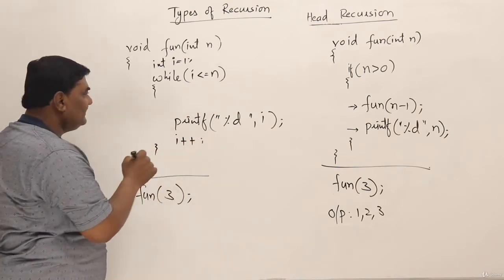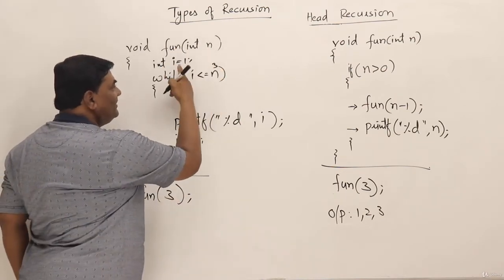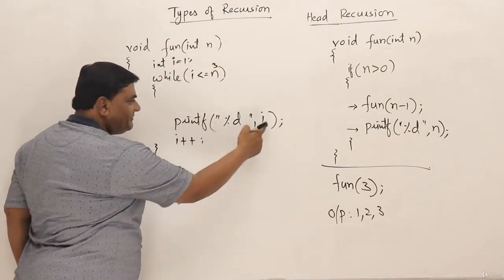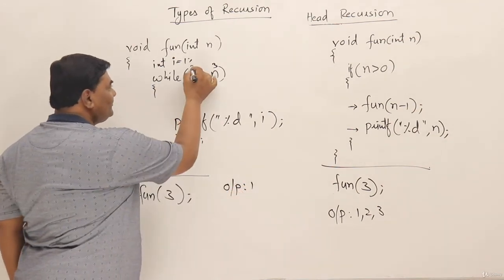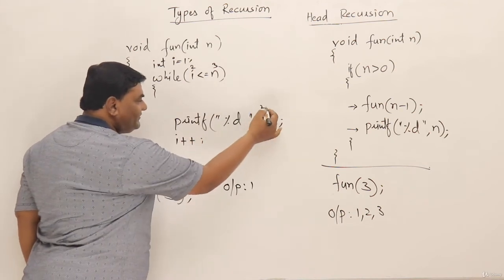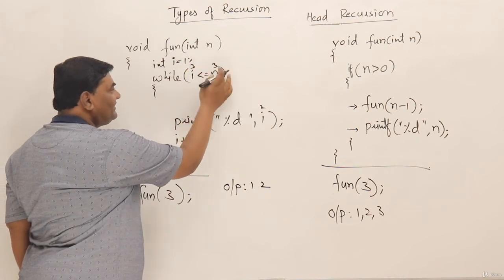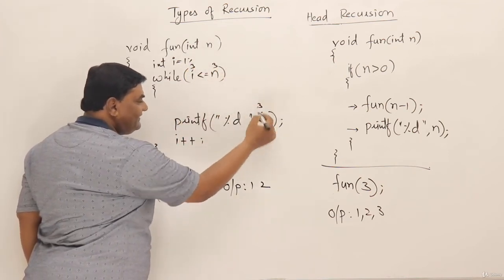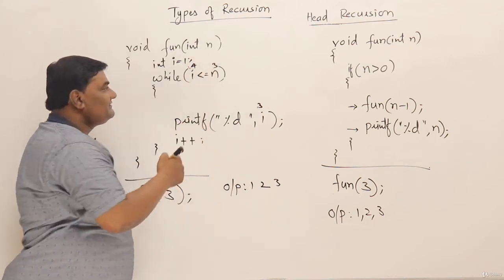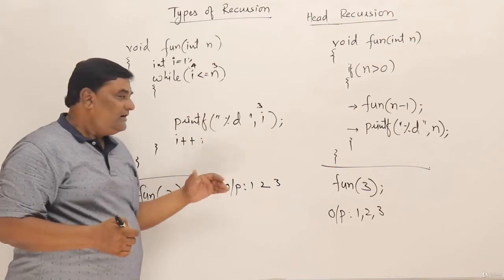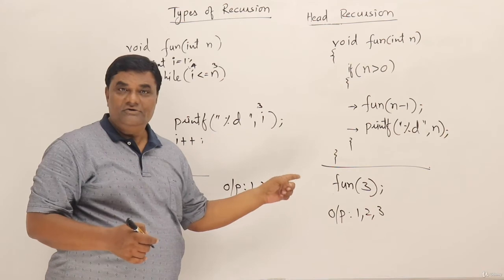Let us try to run and see this one. If I pass the value 3, that is n is 3. So i is 1, 1 is less than 3, so it will print i, that is 1. So output is 1. Then i becomes 2, so 2 is less than 3, so it will print 2. Then i plus plus, i becomes 3, so 3 is less than or equal to 3, so it will print 3. Then i plus plus, i becomes 4, 4 is not less than or equal to 3, so it will not enter, and it will finish the loop and come out. So the output is 1, 2, 3.